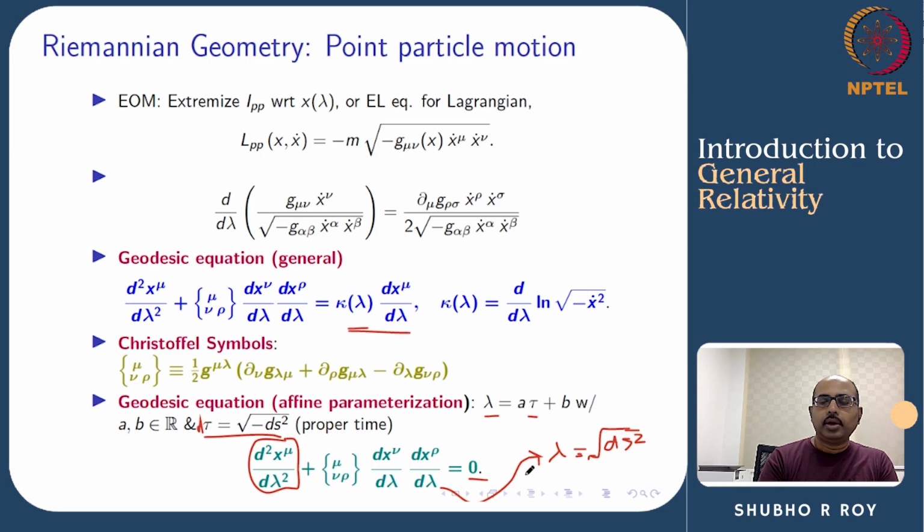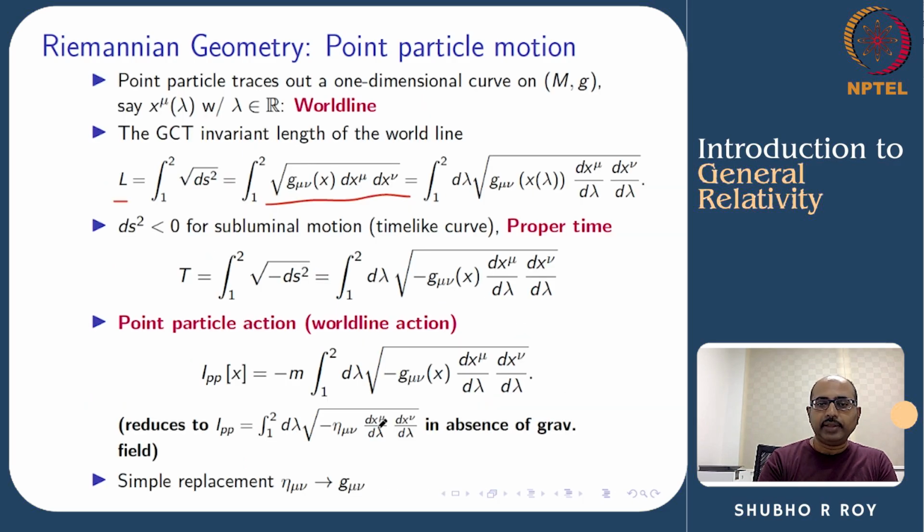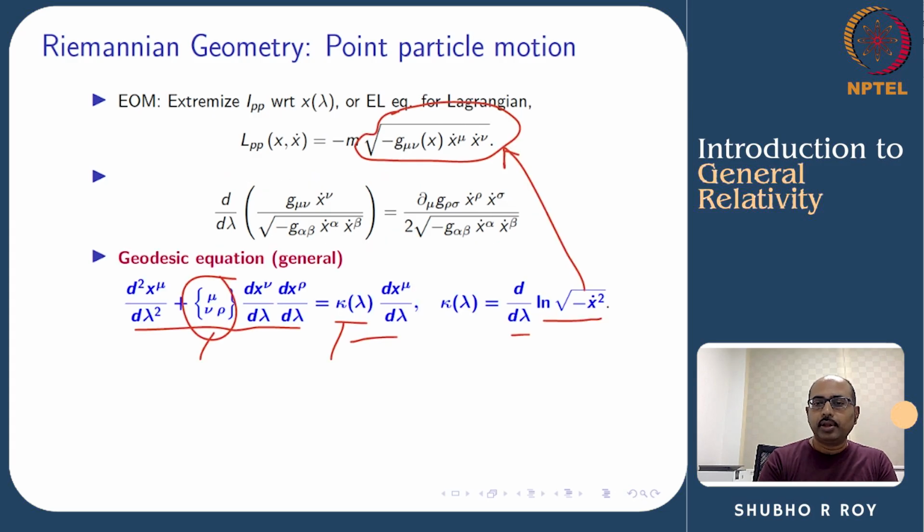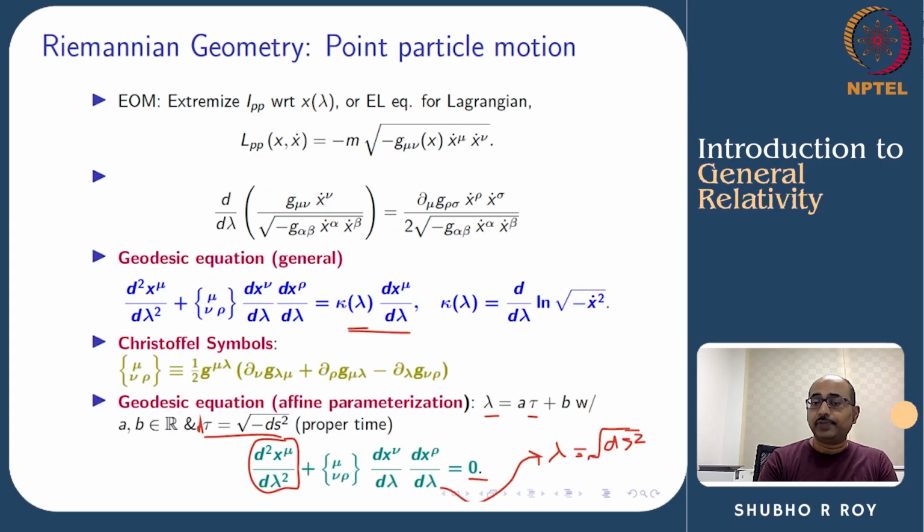Finally, I should mention that this equation also holds for massless particles, for example photons. You might say that this action is not valid for massless particles, because we know m is 0, so this action is not well defined. However, one can show using an alternative action that even for massless particles such as photons, you get the same equation of motion, which is this.